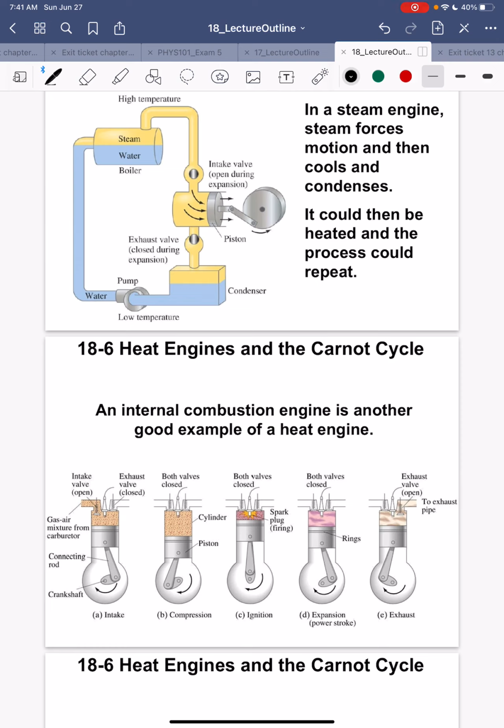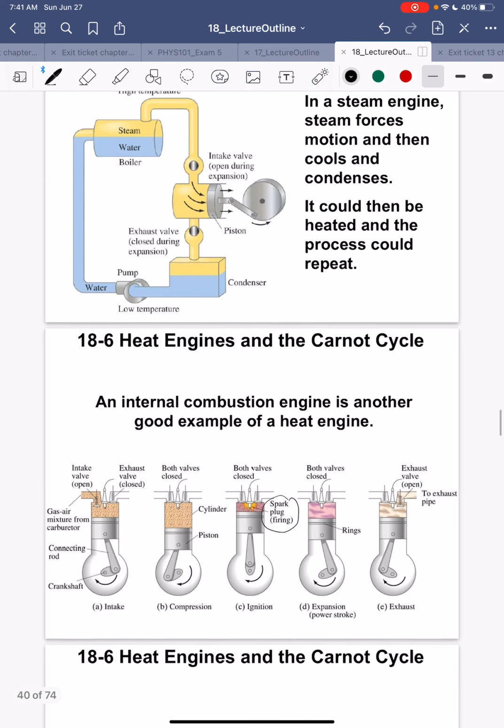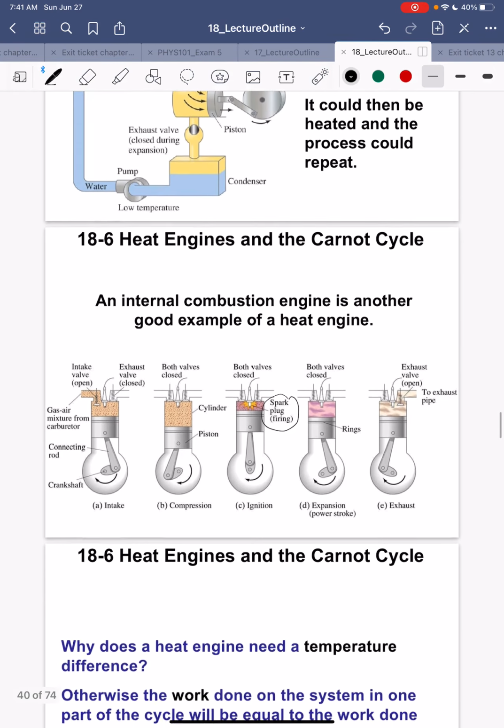An internal combustion engine is another good example of a heat engine, where we are going to have an intake where I take the gas, and then I will compress it, and then we have a system that creates a spark where it ignites, and then makes the expansion. We call this the power stroke, and then we have an exhaust valve where that is expelled.